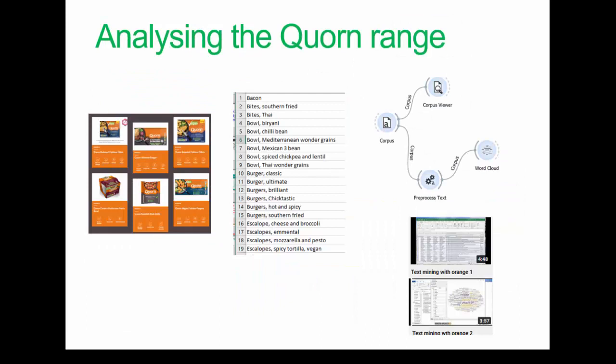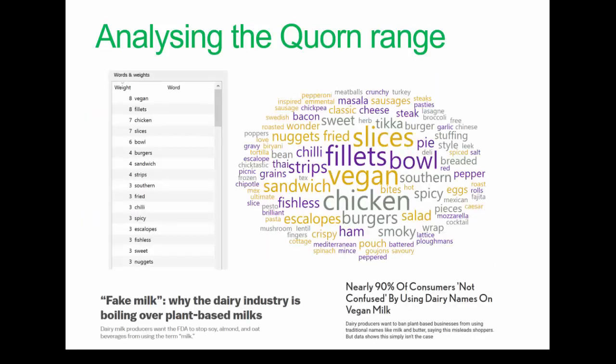Just for fun, I used Orange data mining to analyze the Quorn range. Access Quorn's product web pages, record the product names in a CSV file, and analyze this data using Orange data mining text analysis tools. There's a couple of videos there on how to do this. One of the things it brings up is this, sort of like a focused word cloud. And it's striking that vegan is one of the most important words, with fillets and chicken not far behind.